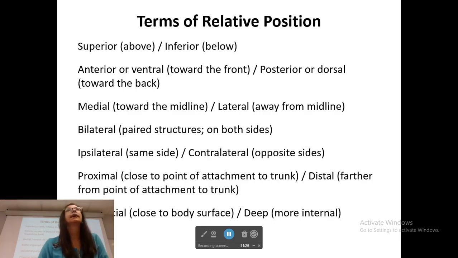Also, let's say in the small intestines. The small intestines are divided up into different sections. The proximal most section of the small intestines, so where it attaches to the stomach, is called the duodenum. So that part of the small intestine is the closest to the attachment of the stomach.